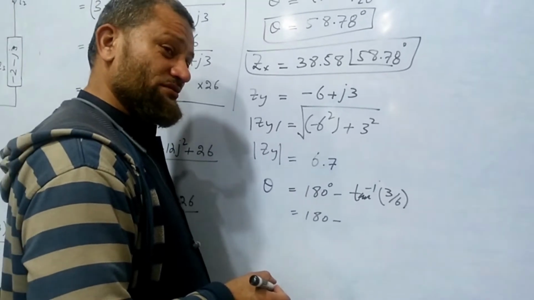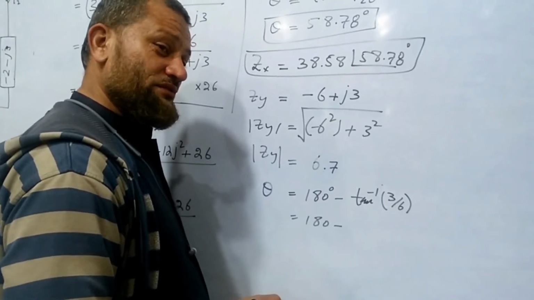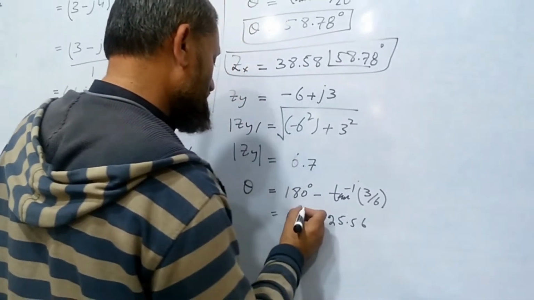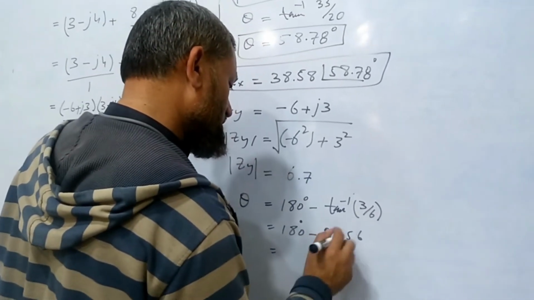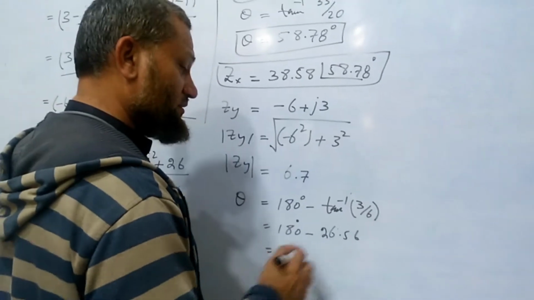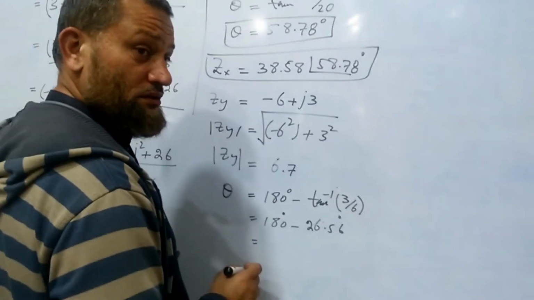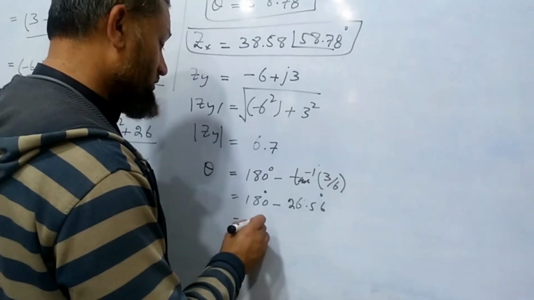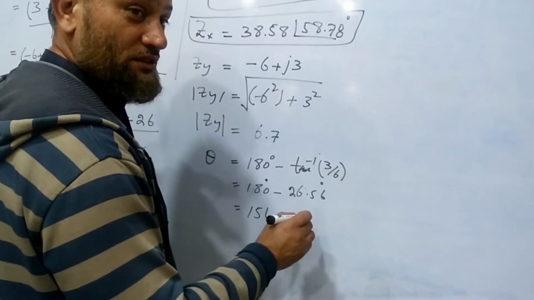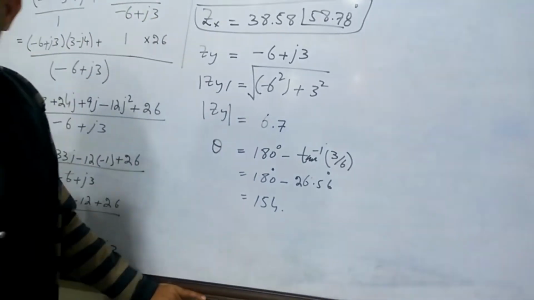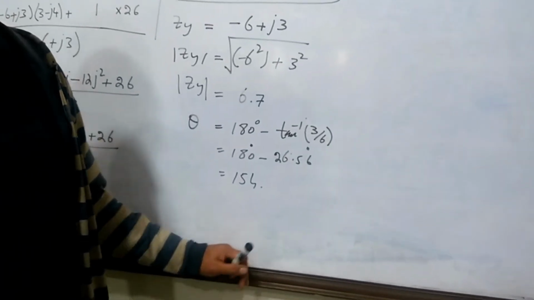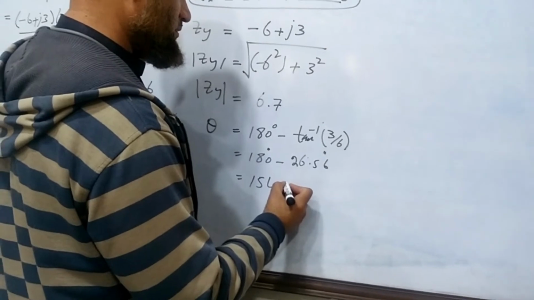That is something like 26.56 degrees. So 180 minus 26.56 degrees is 153.44.